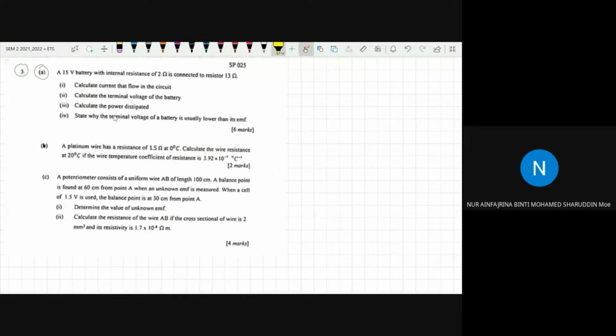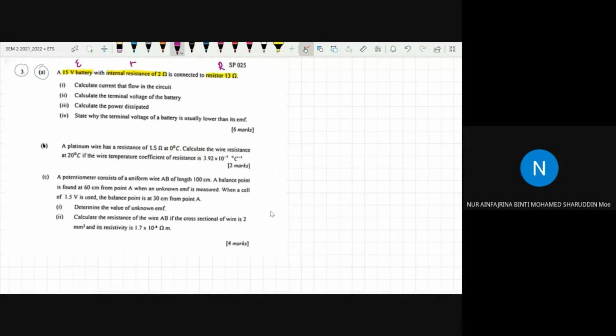So dia cakap, a 15 volt battery. So 15 volt battery ini, apa dia? Adakah dia EMF ataupun potential difference awak? EMF. Very good, EMF. With internal resistance. Okay, remember, internal resistance kita tulis dia sebagai r kecil. Connected to a resistor of 13 ohm.